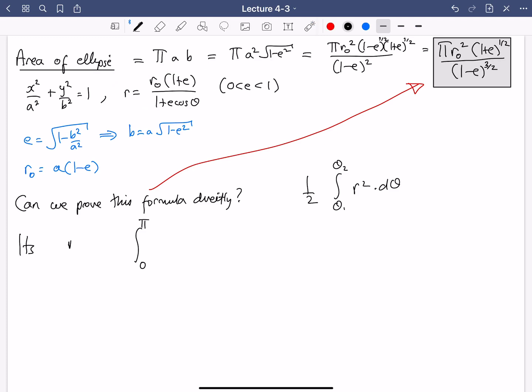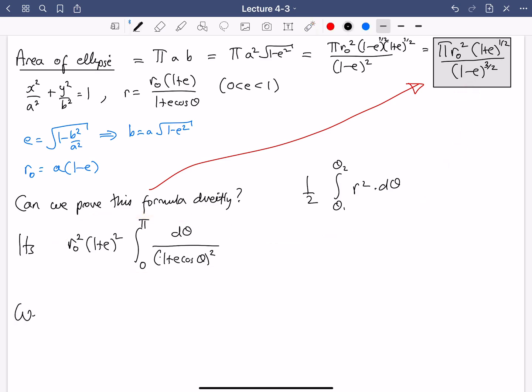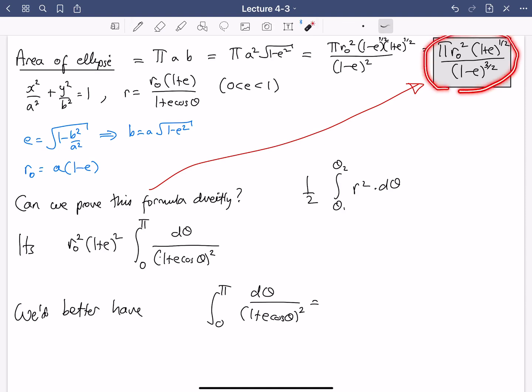And then r squared is, let's see, r0 squared is a constant, 1 plus e squared is a constant. So I could bring them out the front. And then I've got this integral of d theta over 1 plus e cos theta squared. We kind of expect, because we secretly know the answer from this Cartesian approach, this had better equal this number. So we'd better have that integral from 0 to pi of d theta over 1 plus e cos theta squared be equal to this stuff. I've got to divide by r0 squared, and I've got to divide by 1 plus e squared. And so when you do that, this is what we're expecting. It's going to be 1 minus e squared to the 3/2. I did a little simplifying.